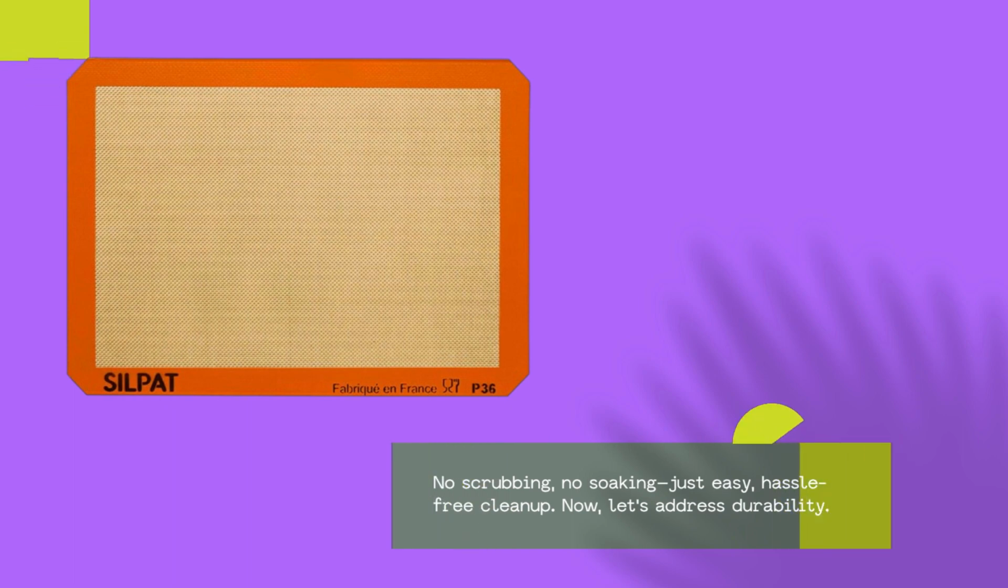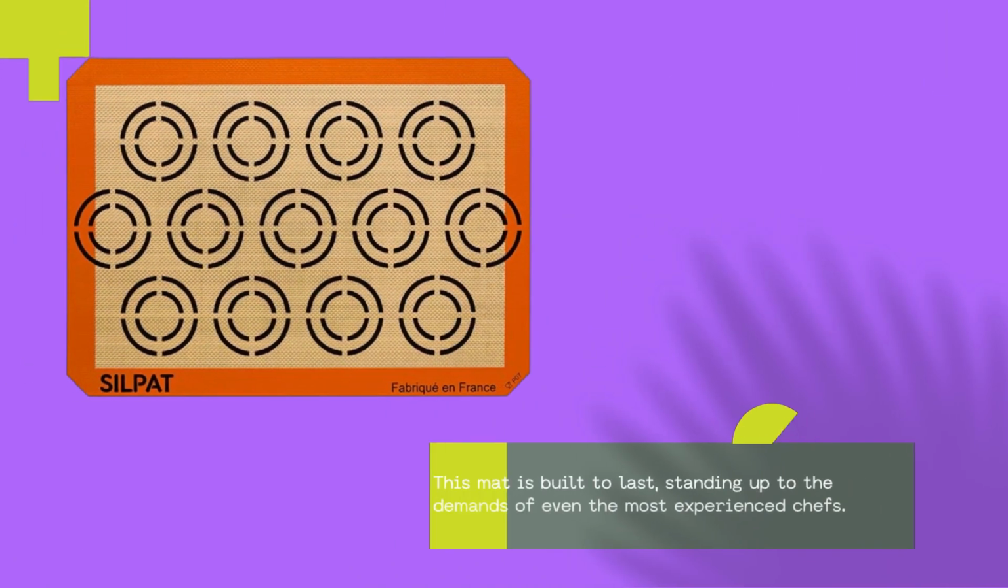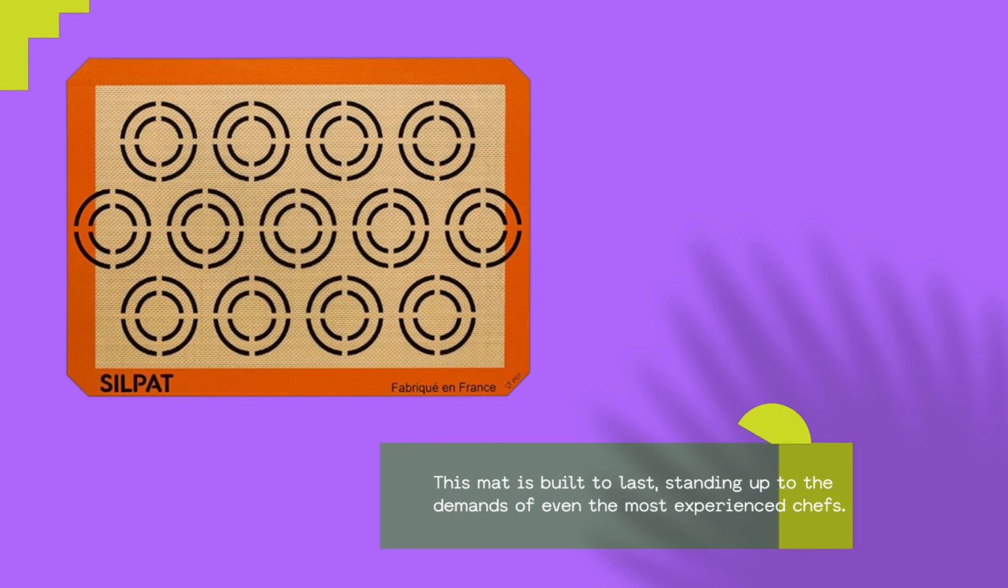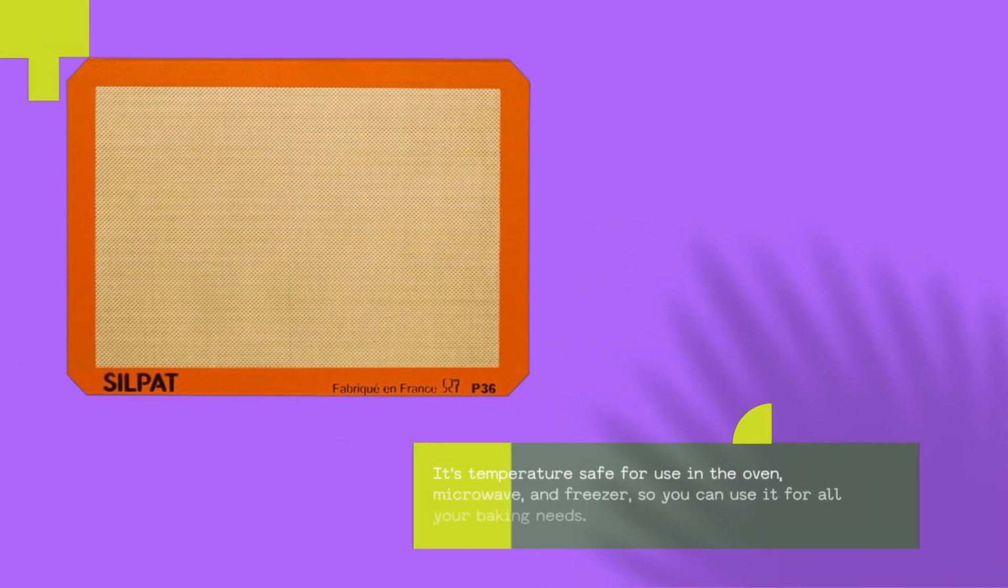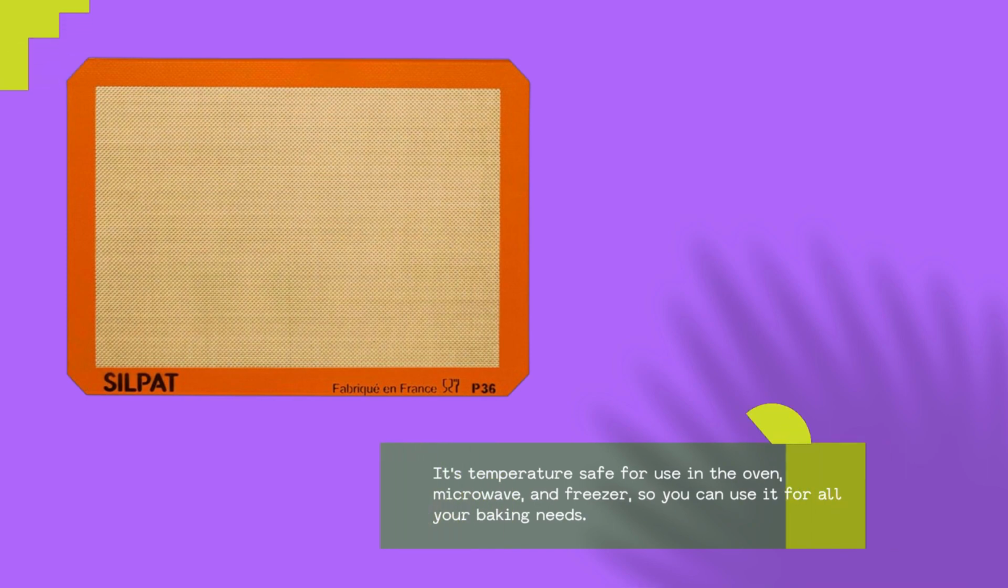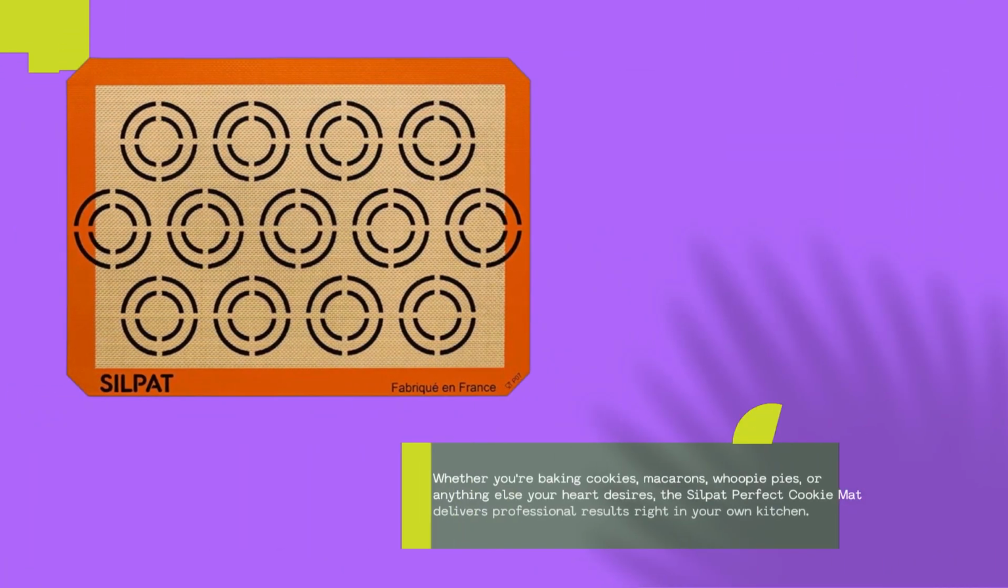Now, let's address durability. This mat is built to last, standing up to the demands of even the most experienced chefs. It's temperature-safe for use in the oven, microwave, and freezer, so you can use it for all your baking needs. Whether you're baking cookies, macarons, whoopie pies, or anything else your heart desires, the Silpat Perfect Cookie Mat delivers professional results right in your own kitchen.